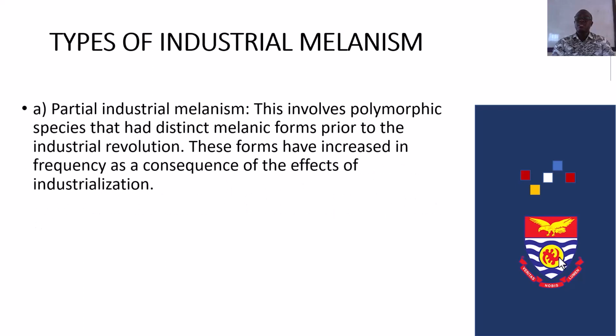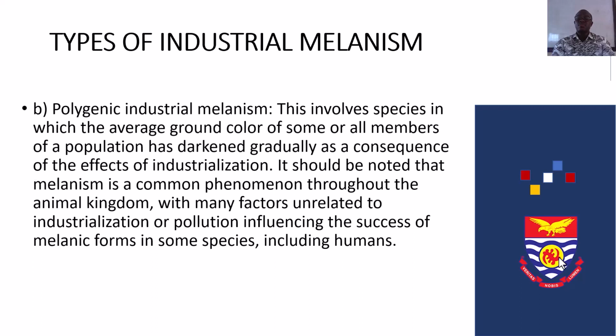Types of industrial melanism. Partial industrial melanism involves polymorphic species that had distinct melanic forms prior to the Industrial Revolution. These forms have increased in frequency as a consequence of the effects of industrialization. Polygenic industrial melanism involves species in which the average ground color of some or all members of the population has darkened gradually as a consequence of the effects of industrialization. It should be noted that melanism is a common phenomenon throughout the animal kingdom, with many factors unrelated to industrialization or pollution influencing the incidence of melanic forms in some species, including humans.